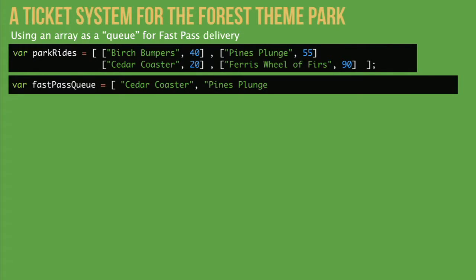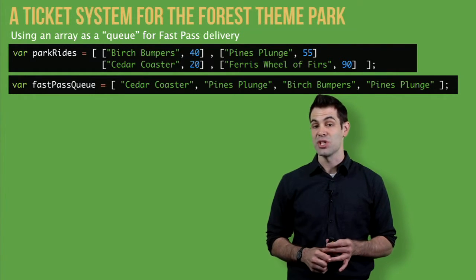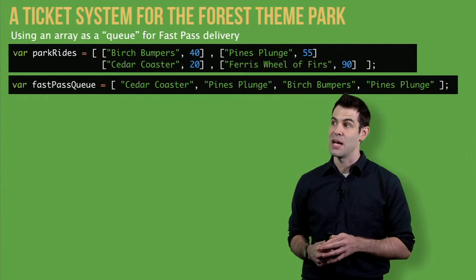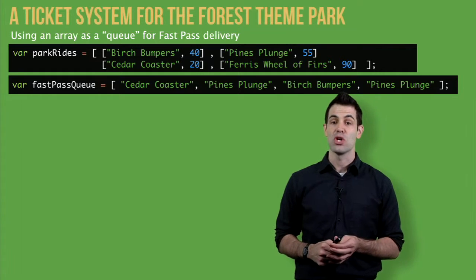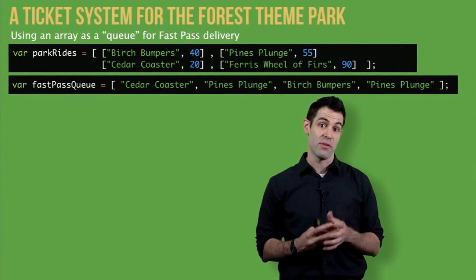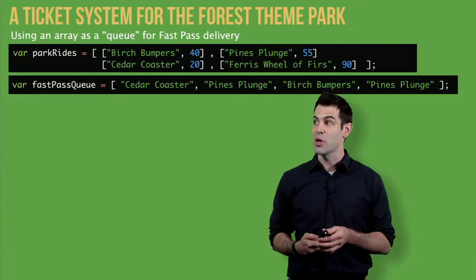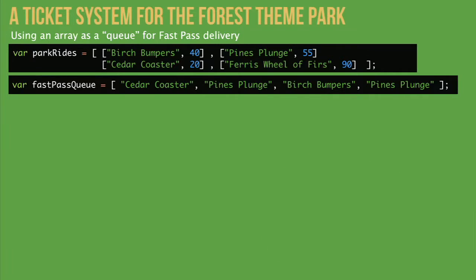Next we have a fast pass queue. Now fast passes are organized according to whichever fast pass is available next, immediately next in time. So the very first index of our fast pass queue shows Cedar Coaster, and that's because the very first fast pass that's available is for Cedar Coaster. And then it would go Pines Plunge, then Birch Bumpers, and then Pines Plunge again.